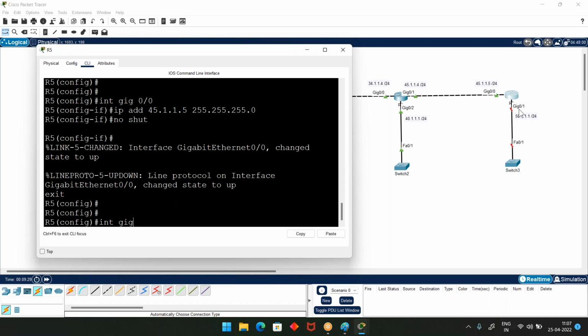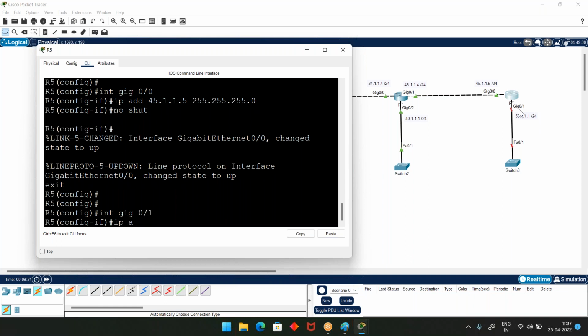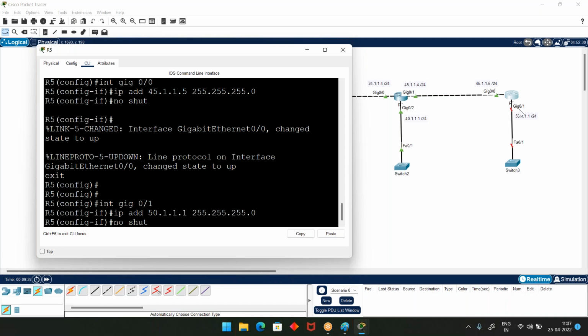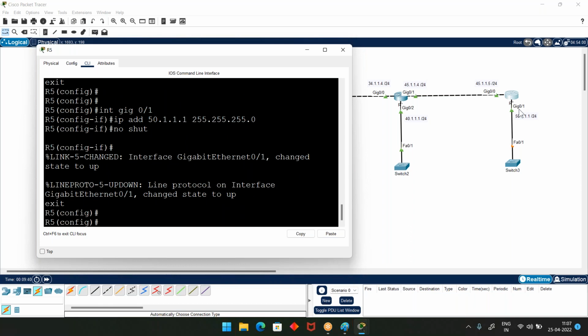In the gigabit 0.1, now let's configure the IP address as well. Interface gigabit 0.1. Let's configure the IP address 50.1.1.1. Then subnet mask here, no shutdown, exit.